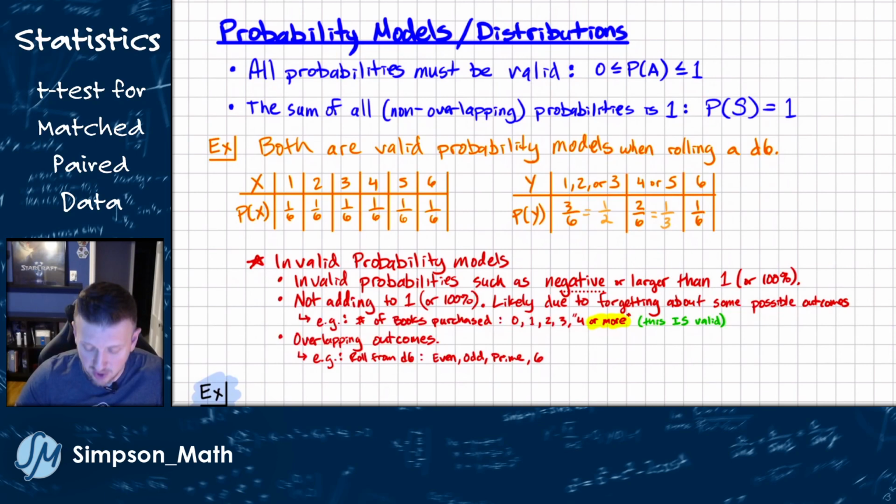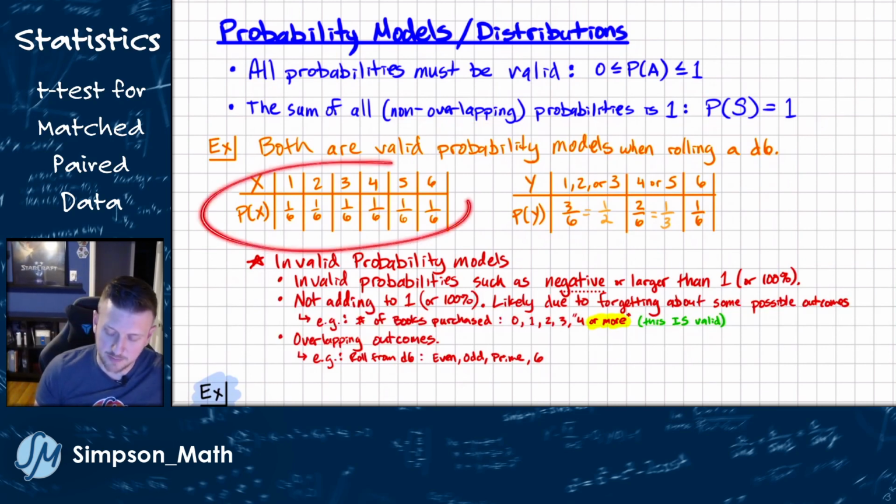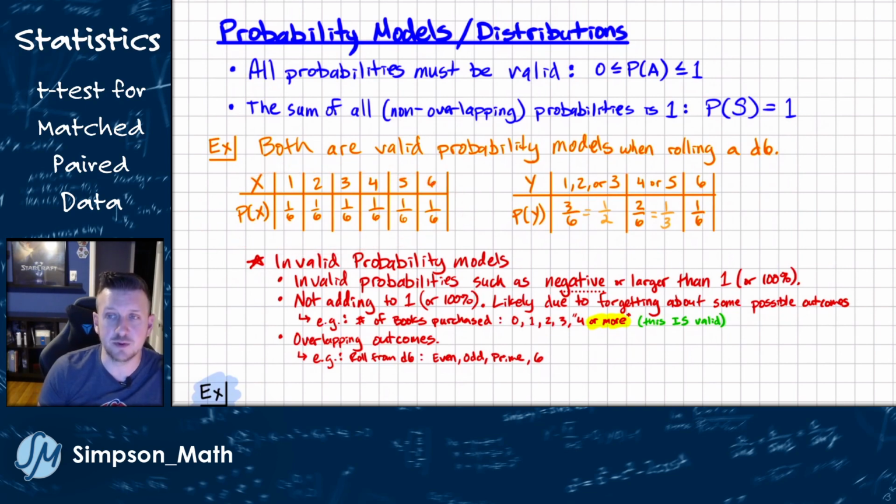So the sum of all, and I do include here non-overlapping probabilities, is 1. I'll talk more about that in one sec. So basically that means our sample space, of course, has to add to 1. So both of these would be valid probability models when rolling a d6.